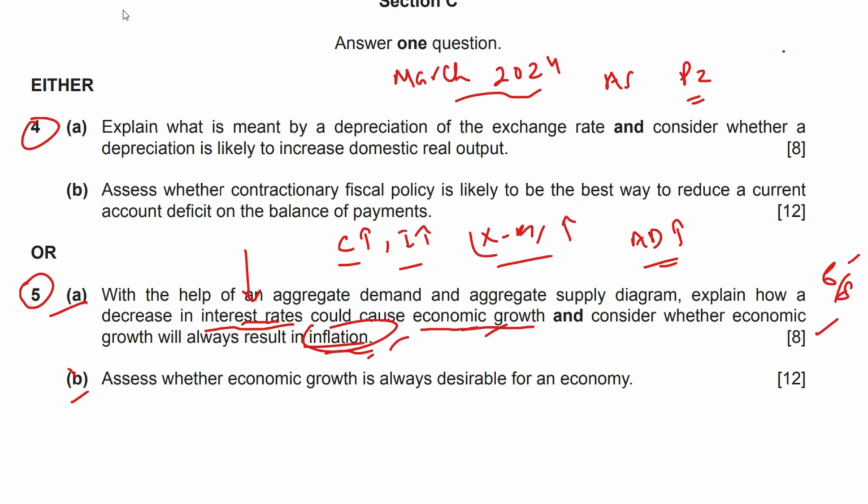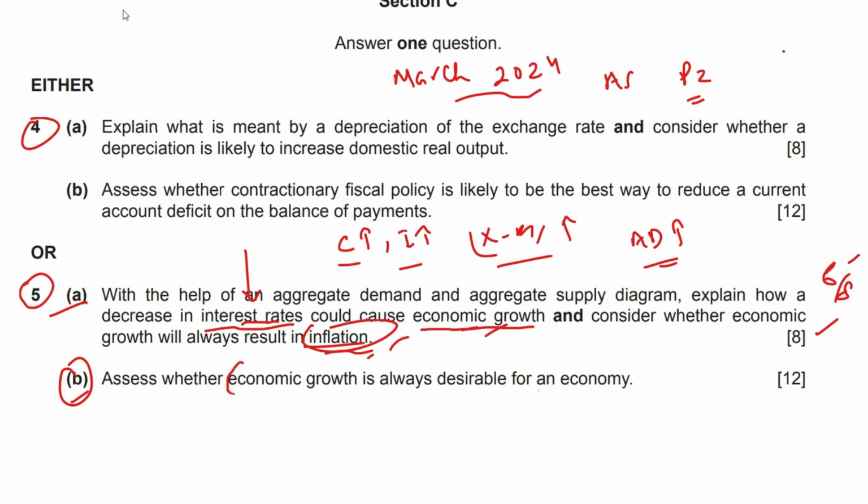Moving back to the question paper, that is part B. Part B is a really simple question. You have to assess whether economic growth is always desirable to an economy. So again, you have to give knowledge points and then analyze them and then evaluate them. Evaluation is basically the limitation of the analysis.